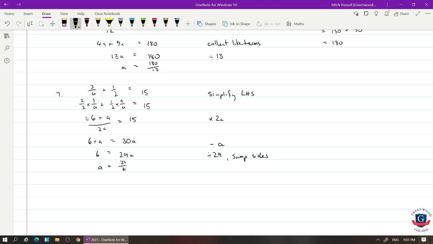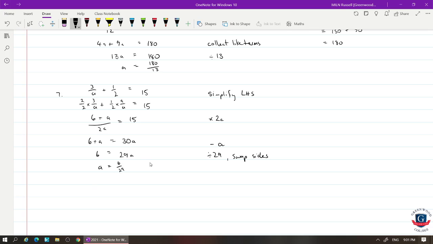Once I've got a common denominator, I can multiply both sides by 2a, which gives us 6a. 6 plus a equals 30a. Then if I subtract a from both sides, I'll end up with 6 equals 29a. Flip the sides and divide by 29. And I might actually write the right answer, and then it might help. I will end up with 6 on 29.